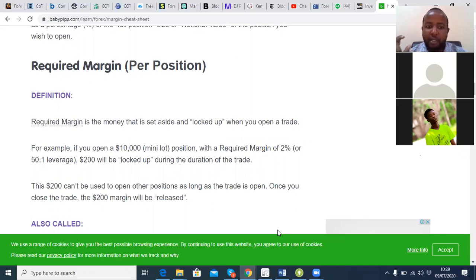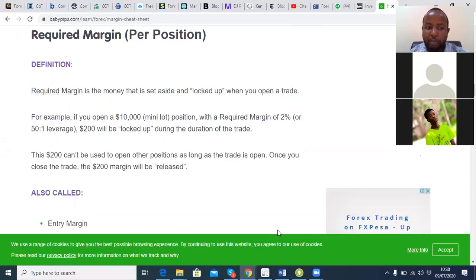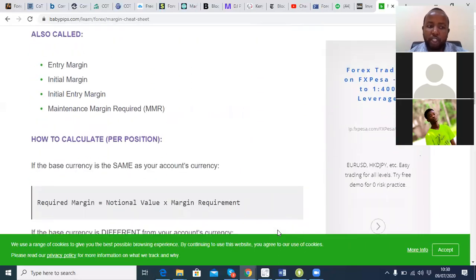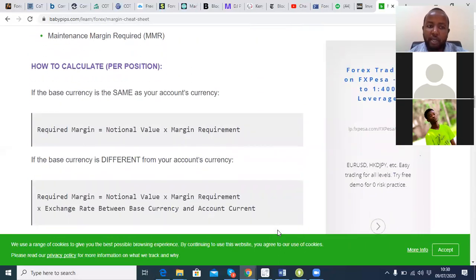For example, if you open a 10,000 mini lot position with a required margin of 2%, leverage is 50:1, and $200 will be locked up. So $200 will be locked up for the duration, until you close that trade. That's when the $200 will be freed up to become free margin. It cannot be used to open another position as long as the trade is open. Once you close the trade, the $200 margin will be released. This required margin is also called initial entry margin or maintenance margin.